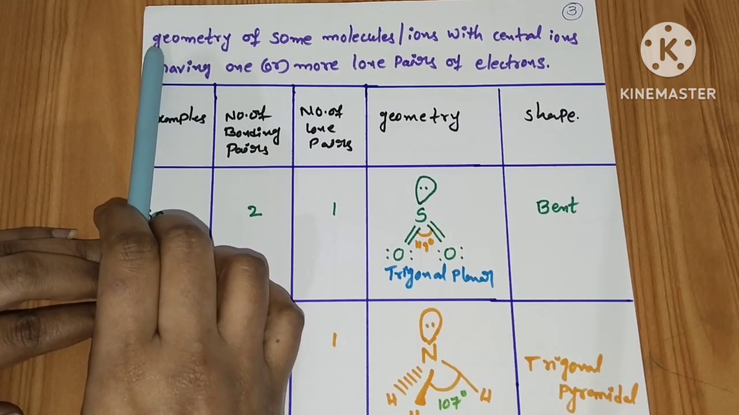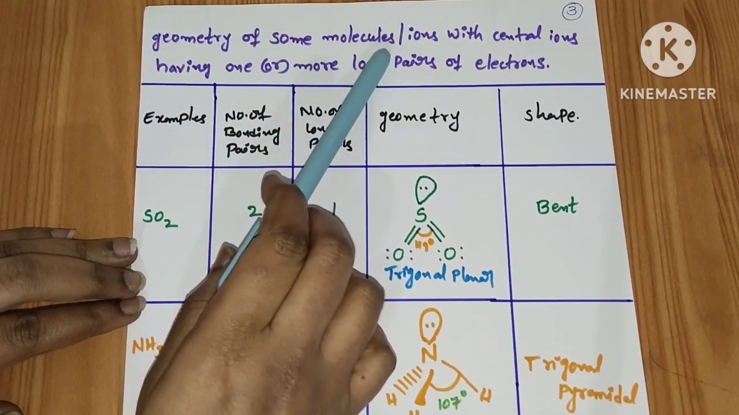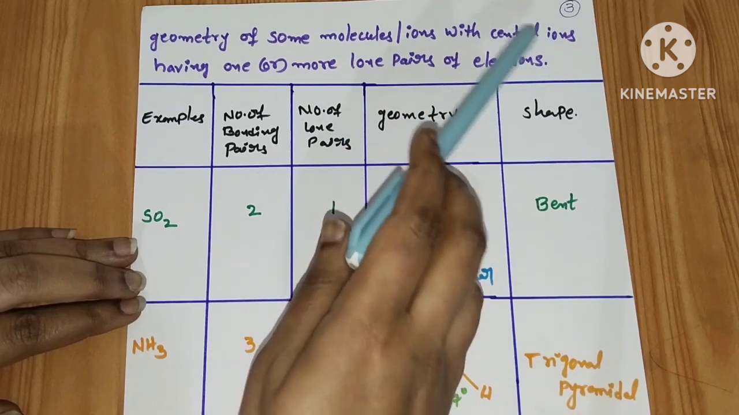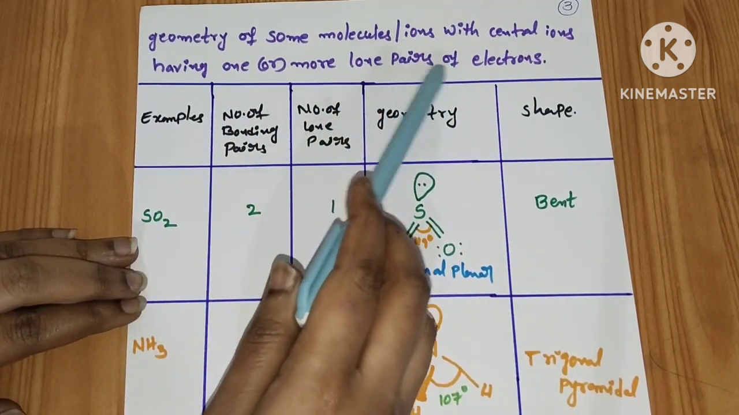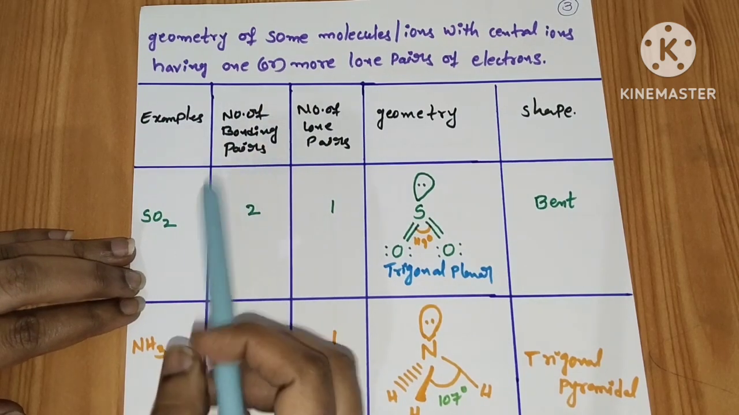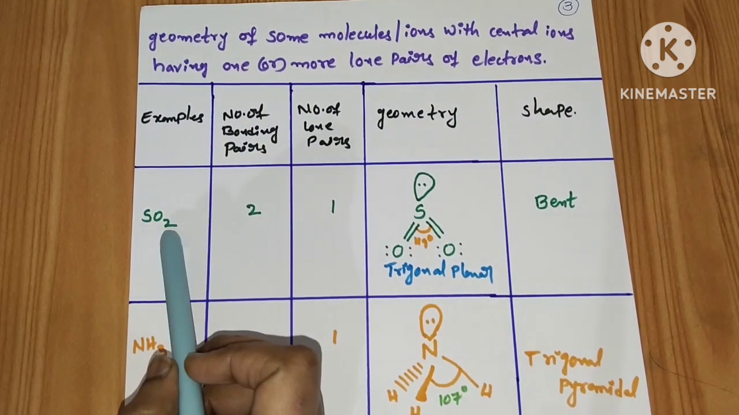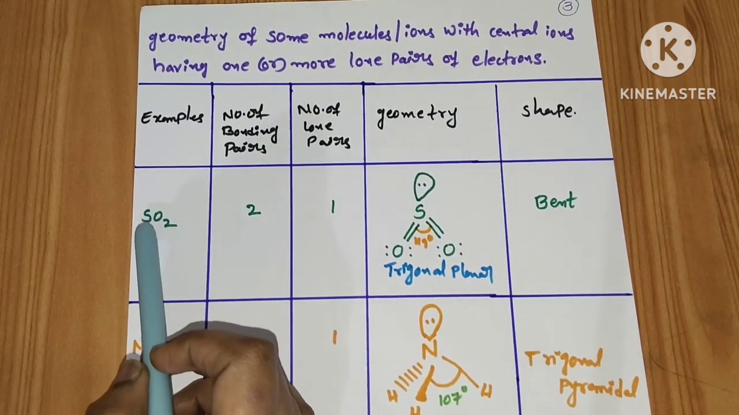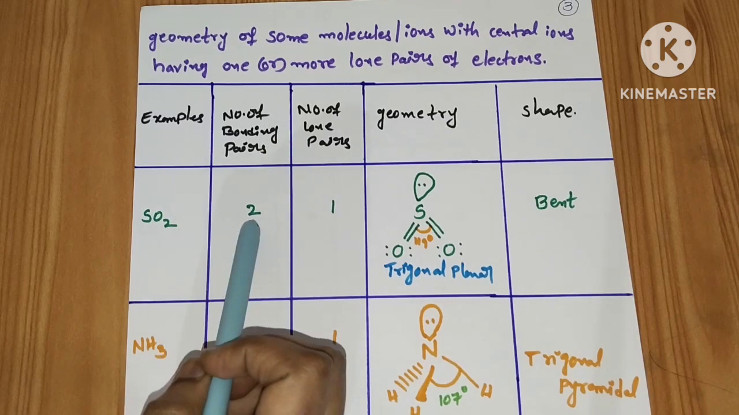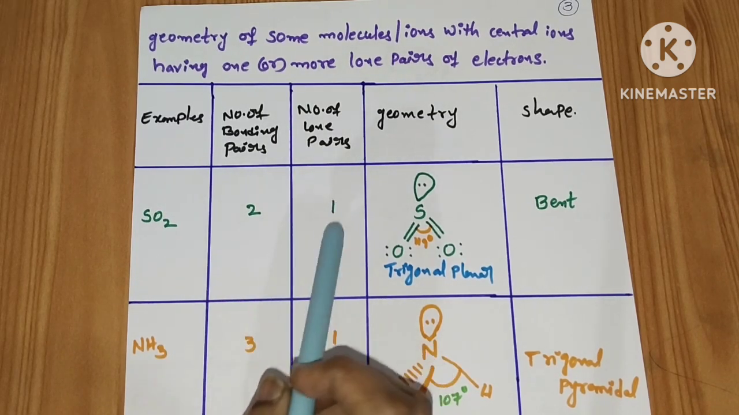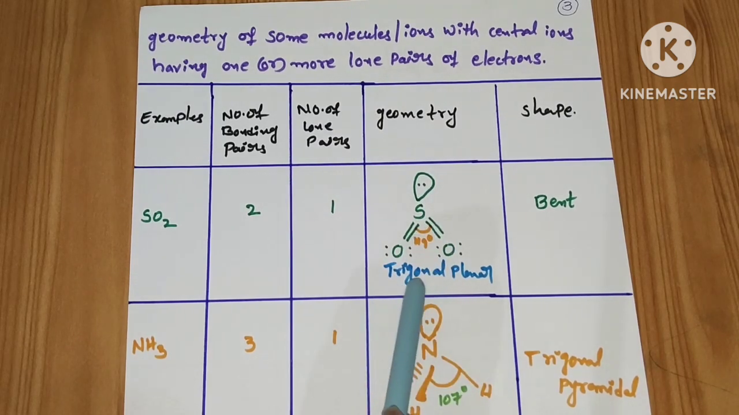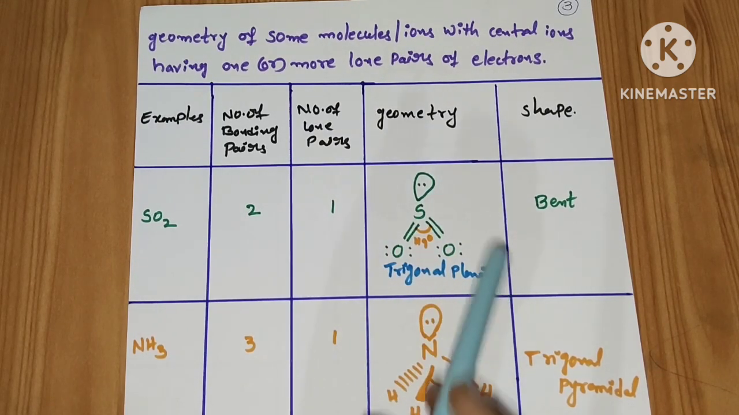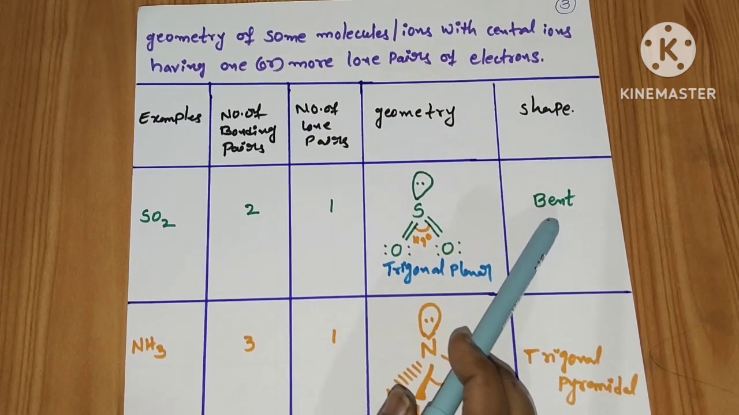Next, we will see the geometry of some molecules or ions with central atoms having one or more lone pairs of electrons. For example, SO2. Here sulfur is the central atom. It has 2 bond pairs and 1 lone pair. The geometry of the molecule is trigonal planar and the shape of the molecule is bent.